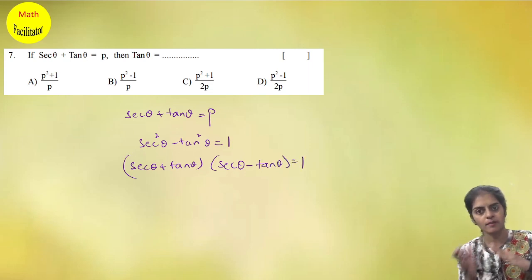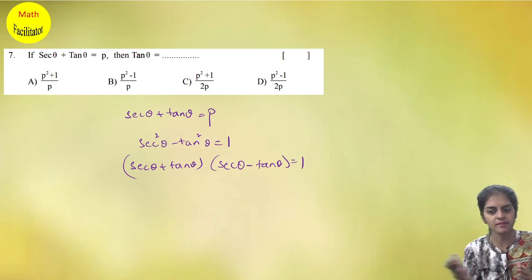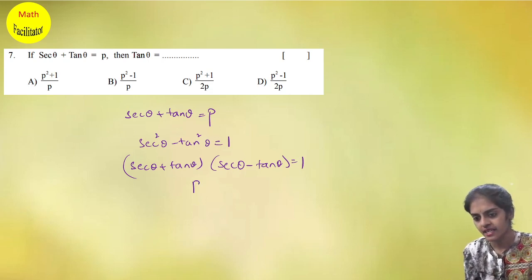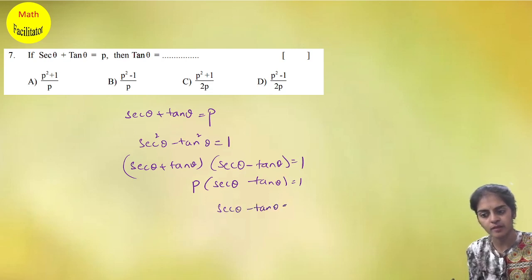It is the a square minus b square formula, so a plus b into a minus b: secant theta plus tan theta into secant theta minus tan theta. Secant theta plus tan theta is p, so secant theta minus tan theta equals 1 by p. Actually, this step you can write directly.